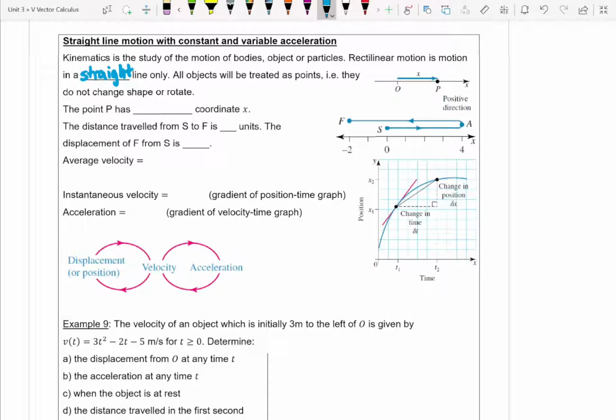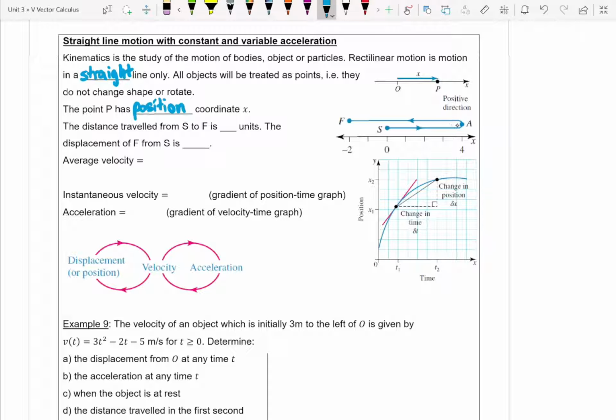All objects are treated as points. They don't change shape, they don't rotate. So if we look at this image up to the right here, we can see point P will have a position coordinate of x. So I could read off that value, and it's going to tell me exactly where the point P lies. Looking at this image down here, we can see that point S, which is our starting point, is at x equals 0.